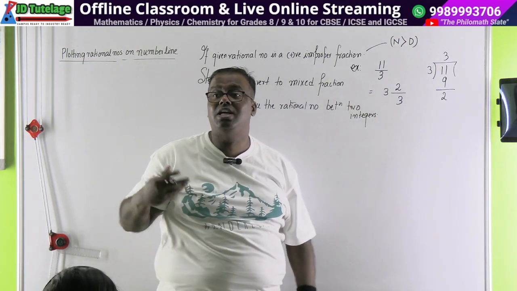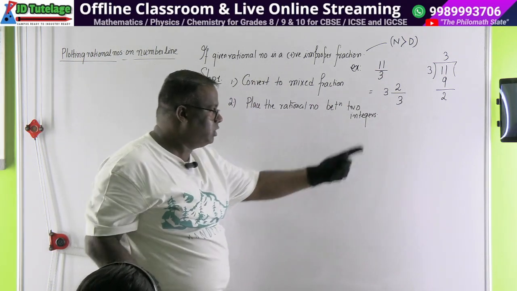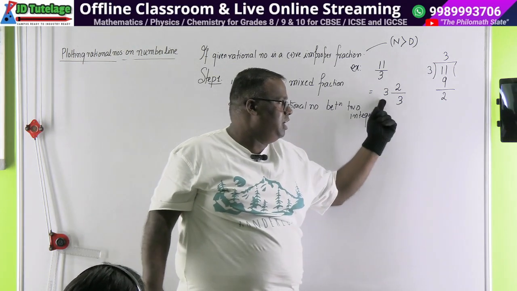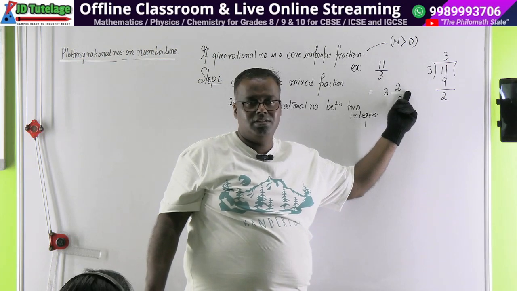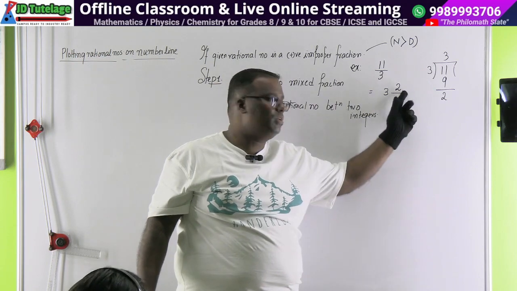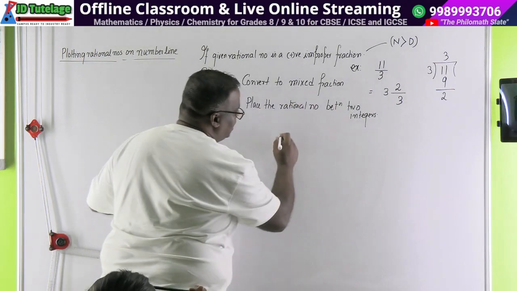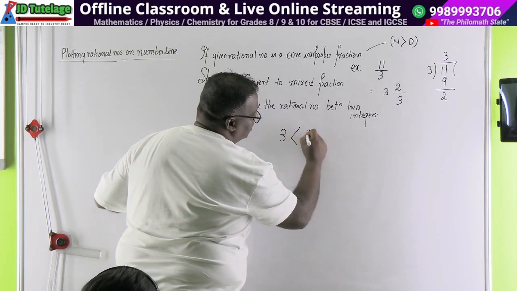Okay, place the rational number between two integers. Now look at 3 2 by 3. 3 2 by 3 means 3 and 2/3. And 2/3 is always a number which is less than 1. मिक्स फ्रैक्शन की खासियत देखो तो, इस साइड में एक नेचुरल नंबर आता है और इस साइड में हमेशा आता है एक इम्प्रॉपर फ्रैक्शन। इसकी वैल्यू कितनी होगी? Less than 1. Agreed?